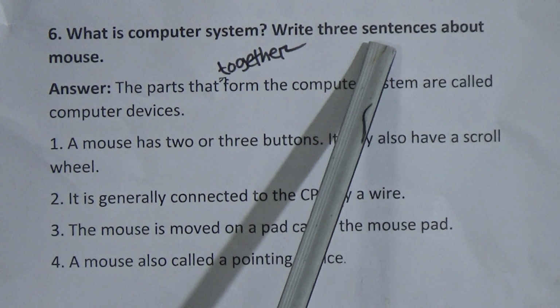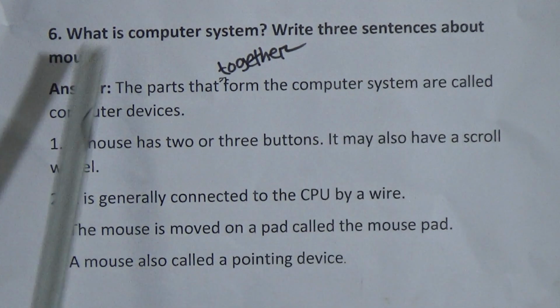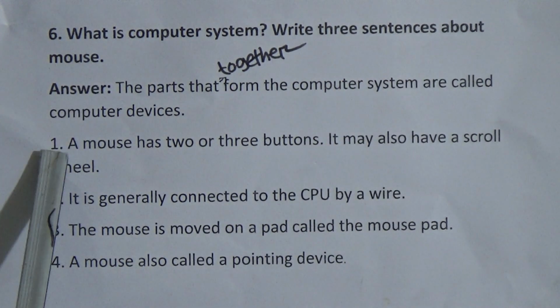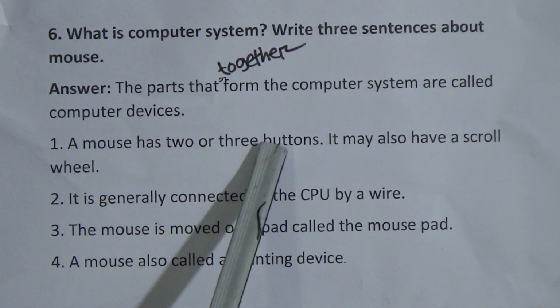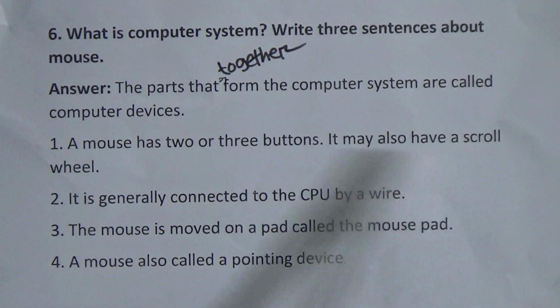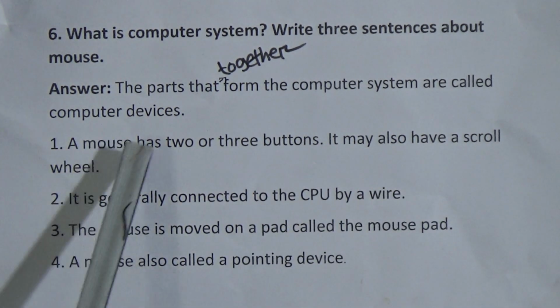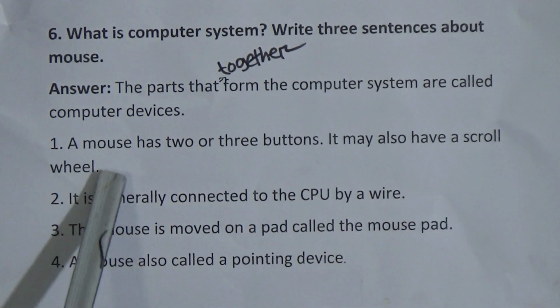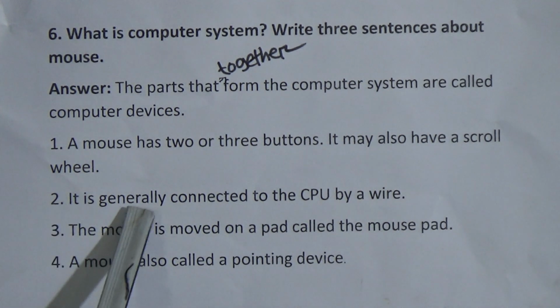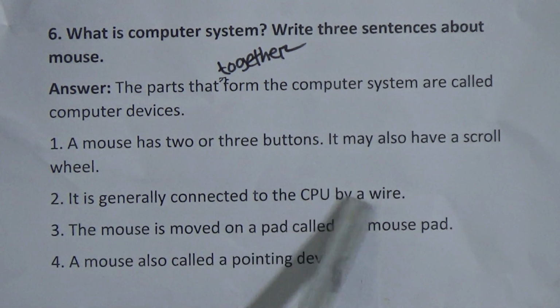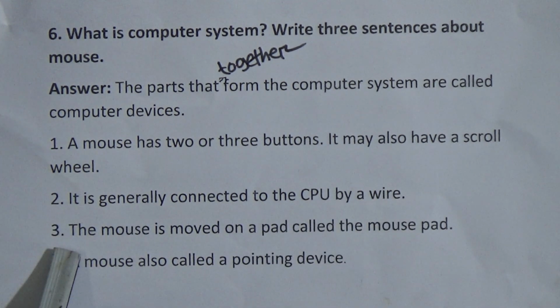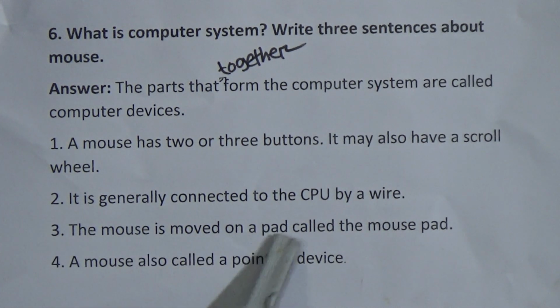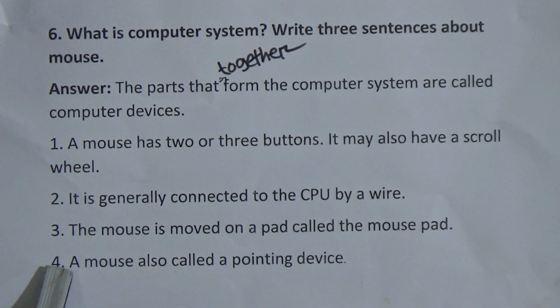Write 3 sentences about mouse. Number 1, a mouse has 2 or 3 buttons. It may also have a scroll wheel. Number 2, it is generally connected to the CPU by a wire. Number 3, the mouse is moved on a pad called the mouse pad. Number 4, a mouse is also called a pointing device.